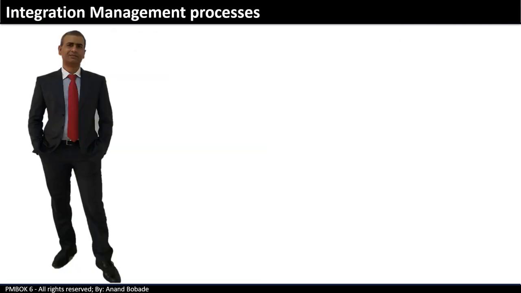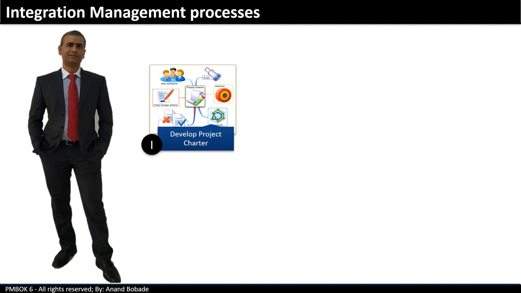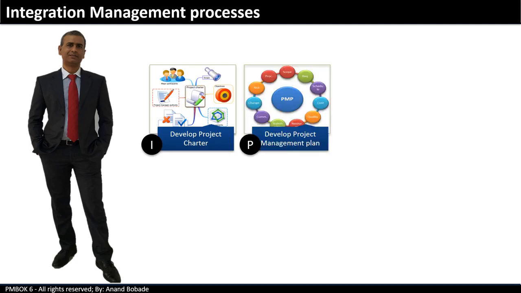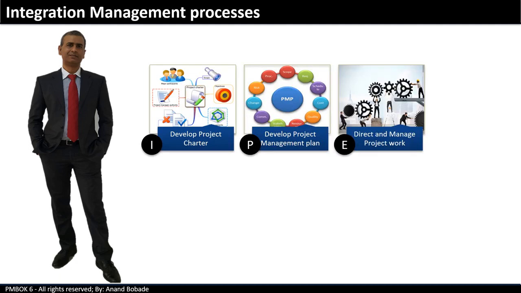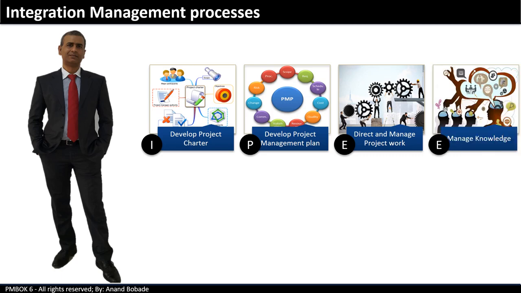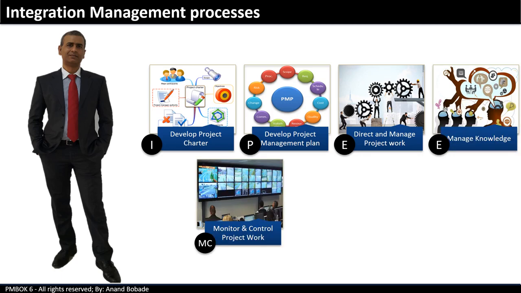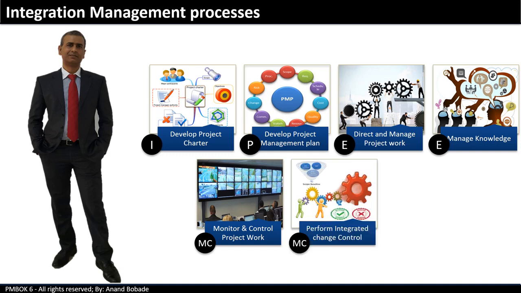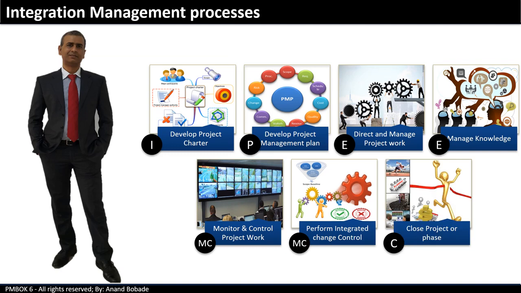A quick look at the 7 processes from the integration management knowledge area. Develop project charter, develop project management plan, direct and manage project work. This is where deliverables get created, the current process that we are going to learn. Manage knowledge, monitor and control project work, perform integrated change control, and finally close project or phase.